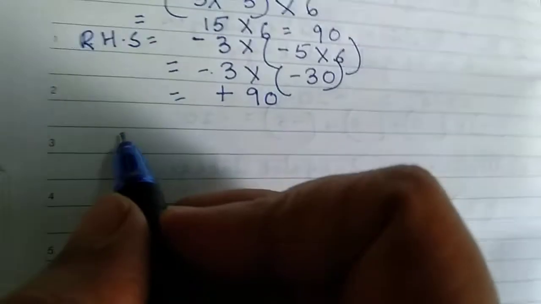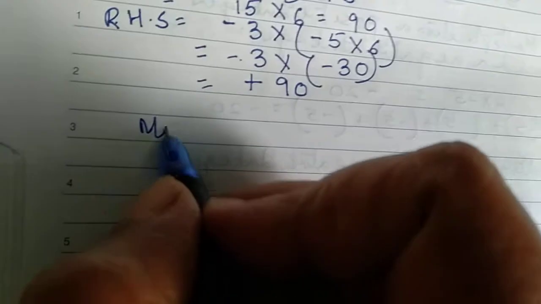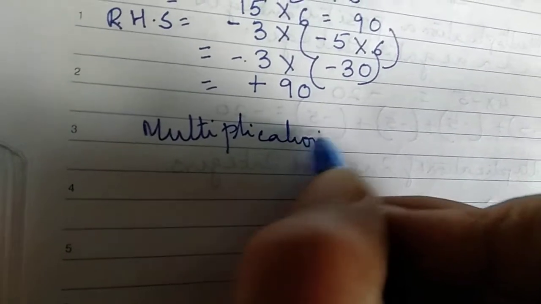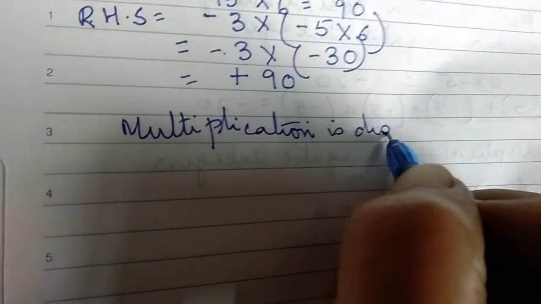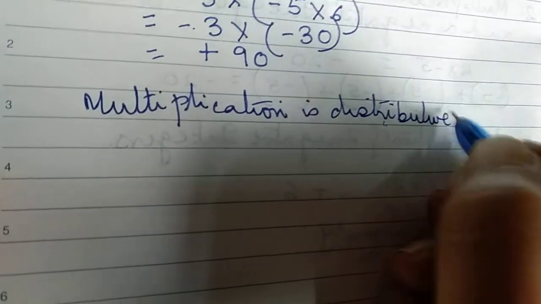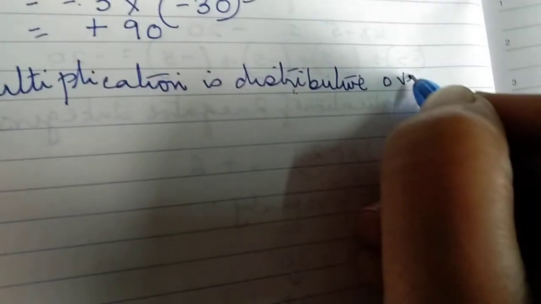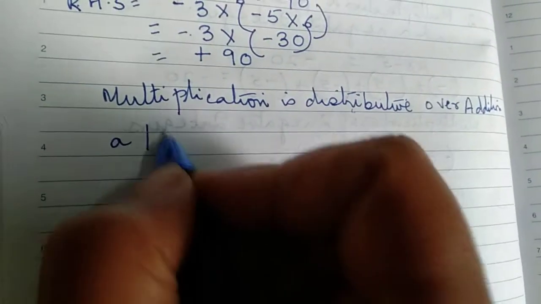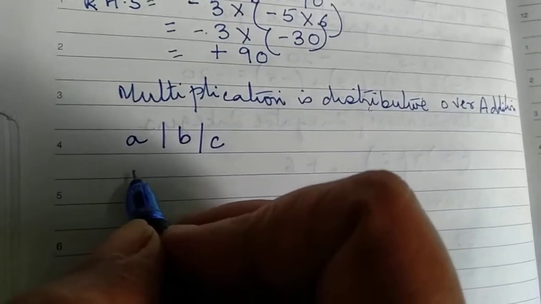We move on to the next property, which is multiplication is distributive over addition. Multiplication, you have to understand this very well, girls. Multiplication is distributive over addition. What do you understand by this? Suppose you have three integers, a, b and c. A, b and c as three integers.